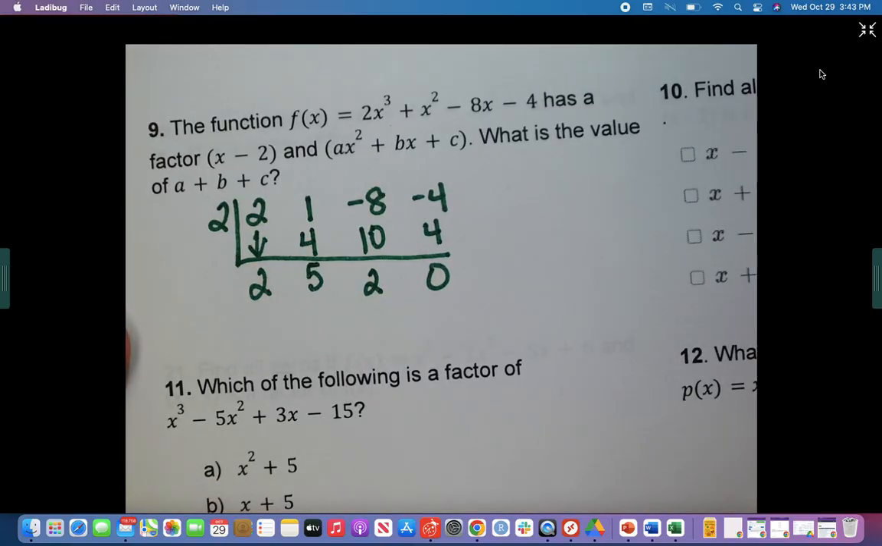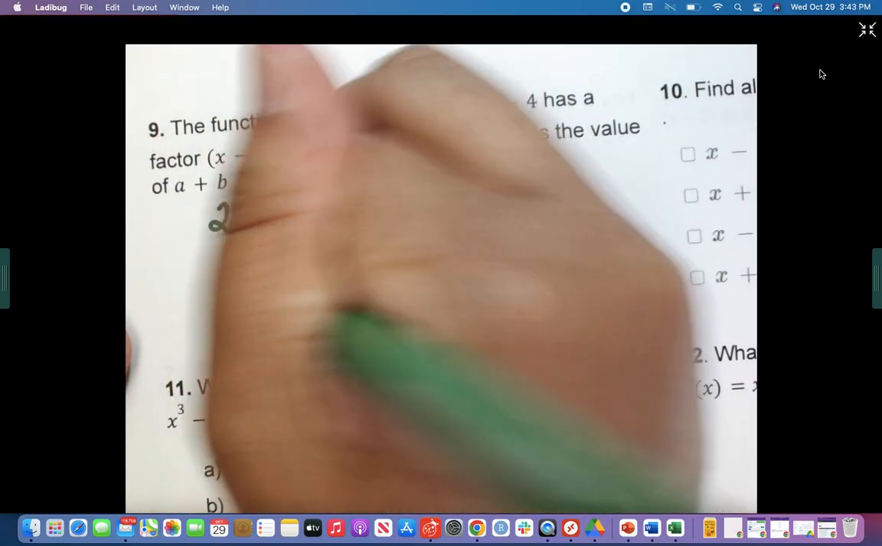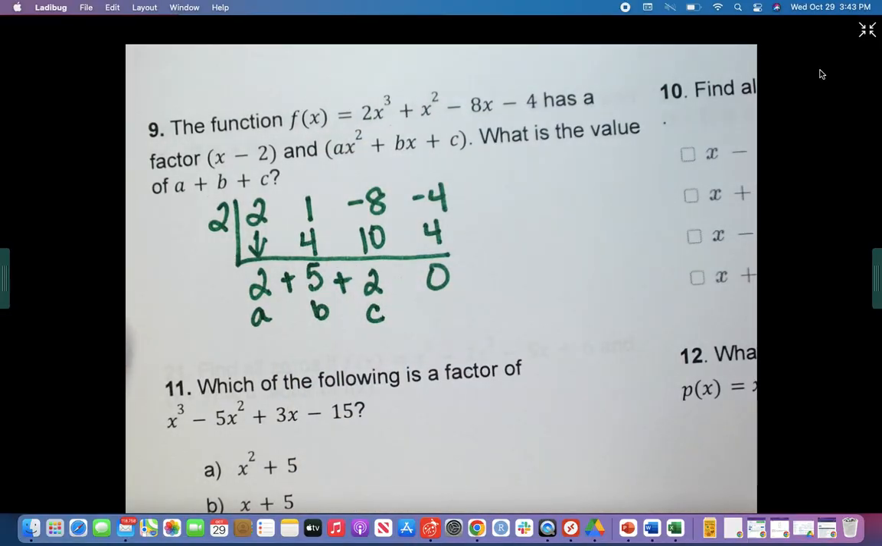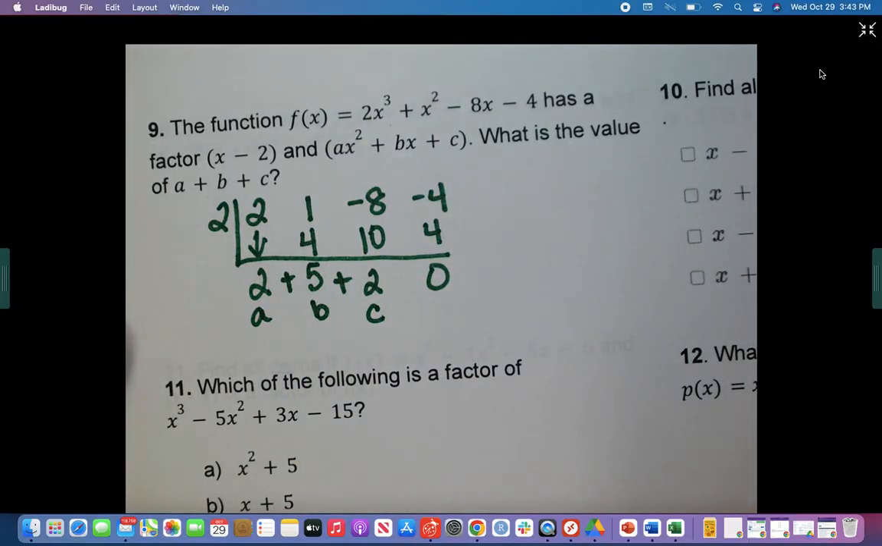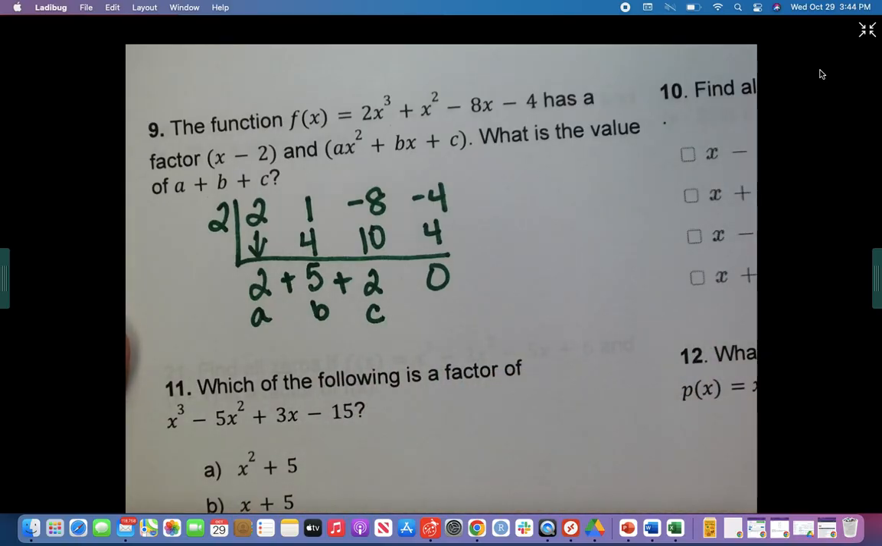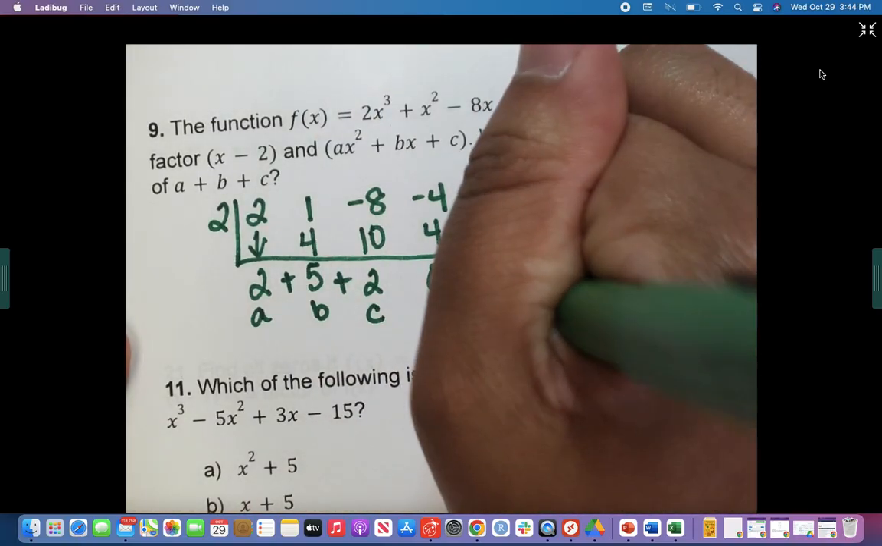0. All right, so this would be my A, this would be my B, this would be my C. So I'm adding them together. So 2 plus 5 plus 2. So 2 plus 5 is 7. 7 plus 2 is 9. So 9 would be your final answer.